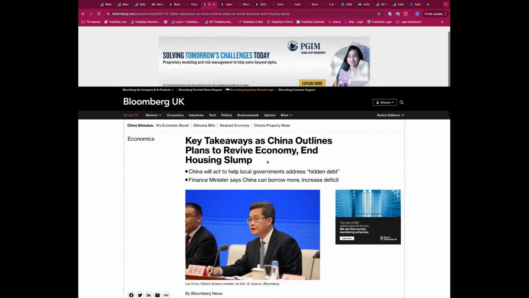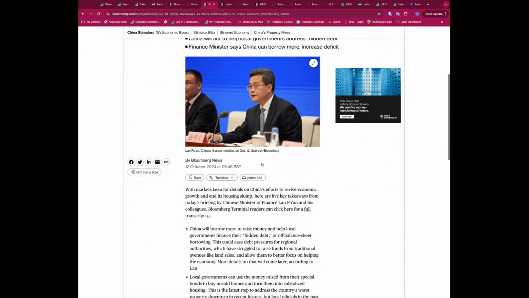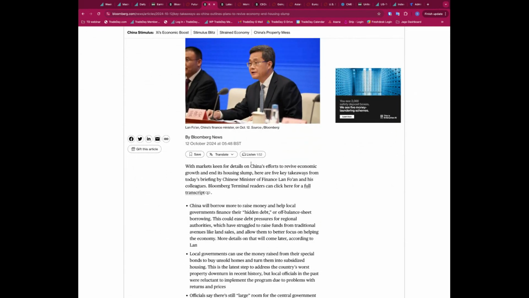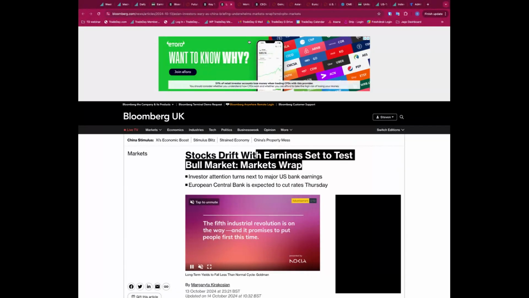And then we had, obviously, China continuing to try to boost its economy in here. Key takeaways of China's plans to revive its economy and its housing slump in here. And so they are continuing to produce stuff in here. But obviously the data we had today is slightly disappointing. Stocks drift with earnings set to test the bull market in here.